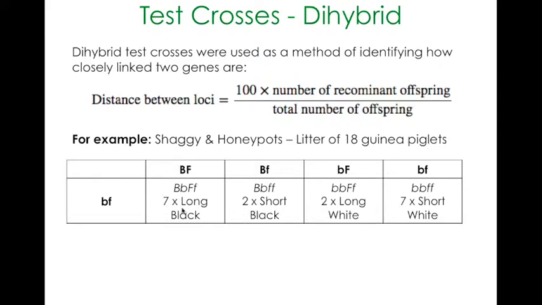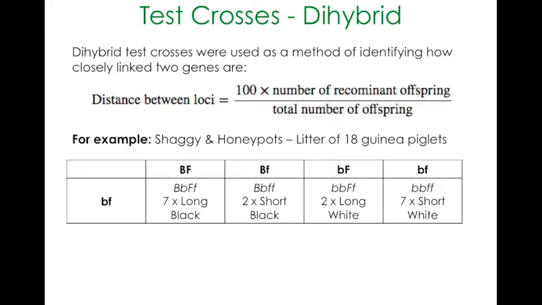You have 2 guinea pig offspring that are long black, 2 that are short black, 2 that are long white, and 7 that are short white. Sorry, I think I was meant to say 7 over here as well: 7 long blacks, 7 short whites, 2 short blacks, and 2 long whites. So what you've gotten here is an uneven ratio, which means immediately you can tell that it is linked.